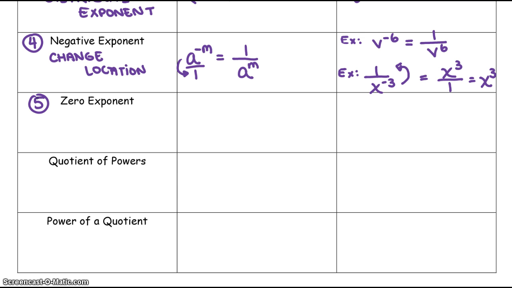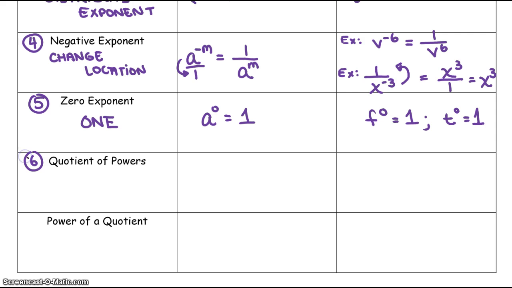All right, let's go into the fifth property, which is called the zero exponent. This is one of my favorites. It's a to the 0 power equals 1. As a matter of fact, an example would be f to the 0 power equals 1. Another example would be t to the 0 power equals 1. Anything to the 0 power is equal to the answer 1. All right, well done.